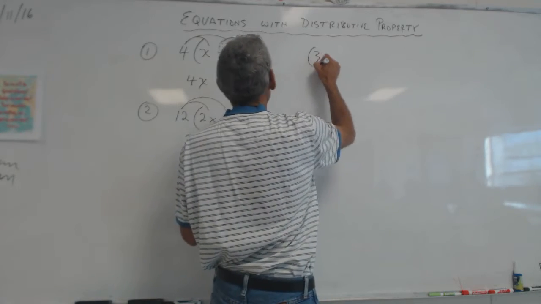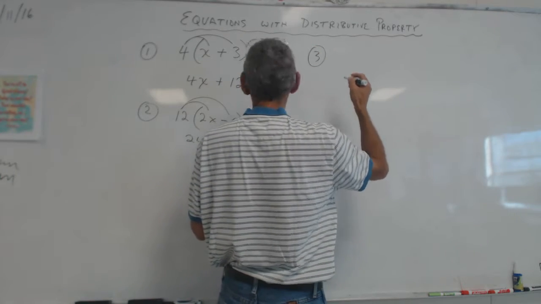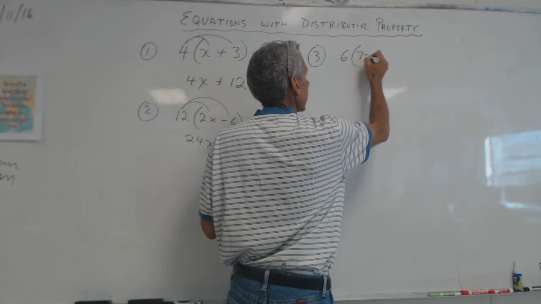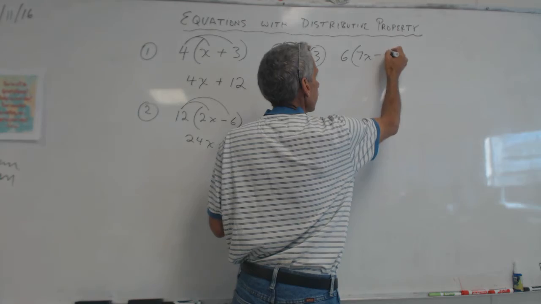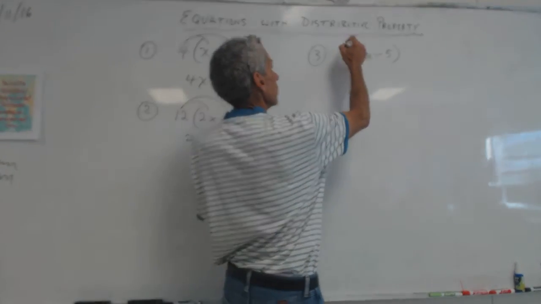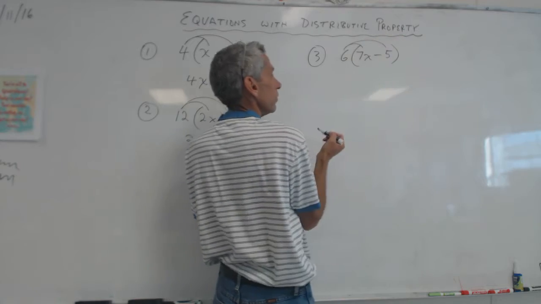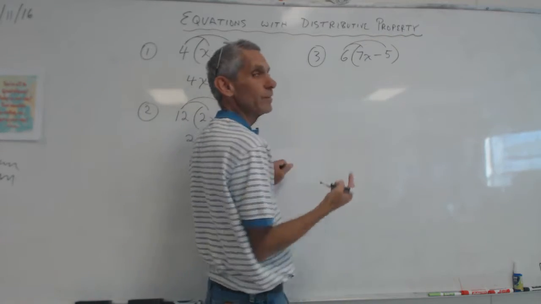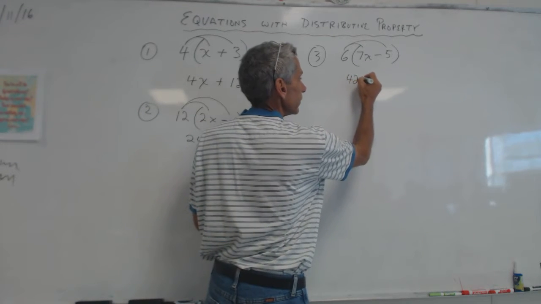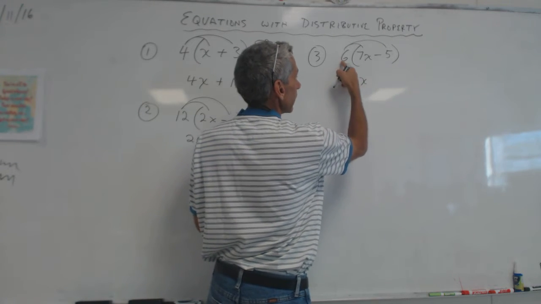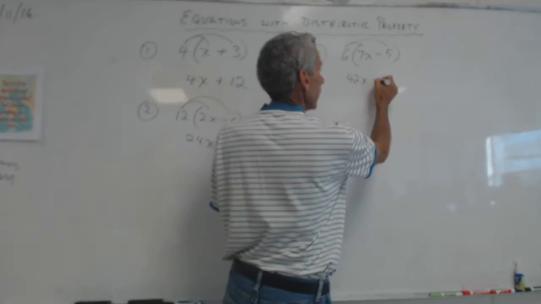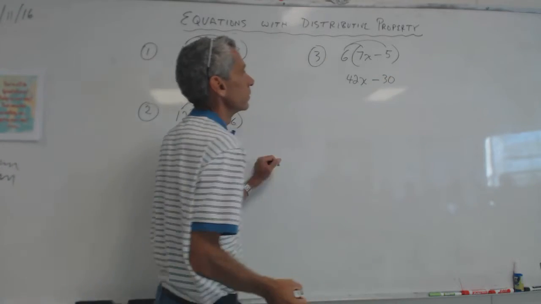Number 3. 6 times 7x minus 5. So I'm going to do my little arcs to remind myself to do both. 6 times 7? 42. 42x, right? X just tags along. And then 6 times negative 5? Negative 30. I put negative 30, and there it is.